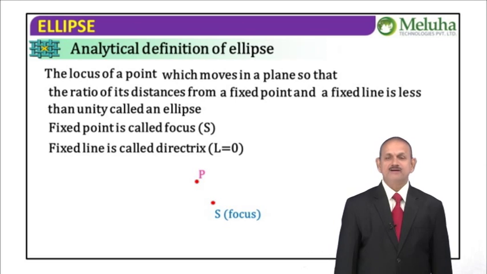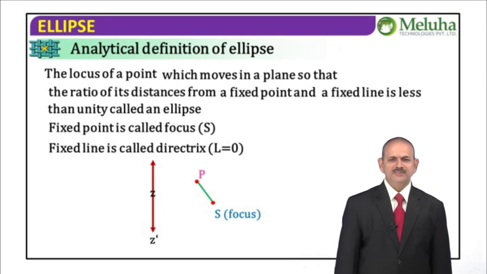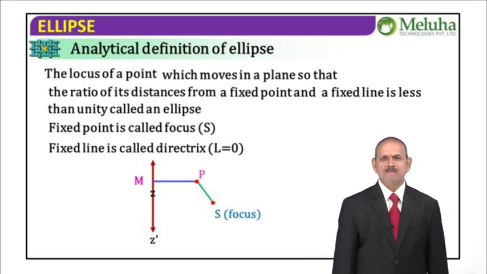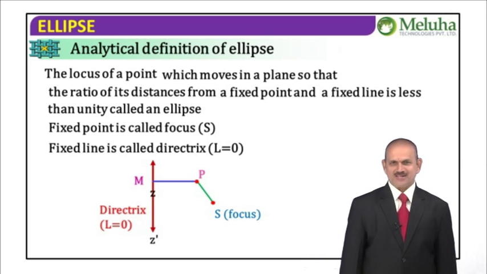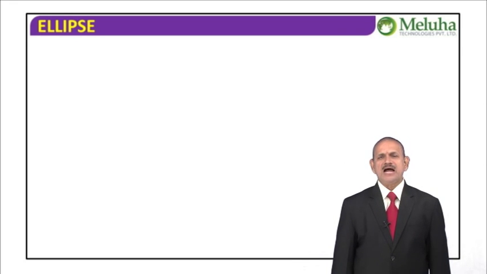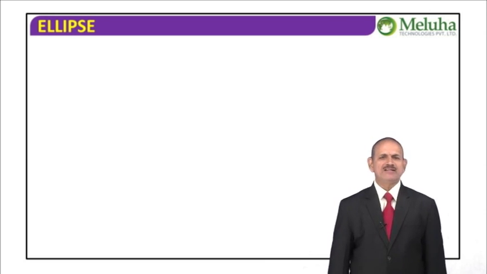Good. Observe the diagram. Focus S, point P is there, and that is the line, the directrix. It is denoted by Z dash. And observe the diagram. SP is the distance of the point from the focus. PM is the distance of the point from the directrix. Of course, the directrix is L equal to 0. PS by PM is equal to e, which is less than 1. That is the characteristic property of an ellipse.